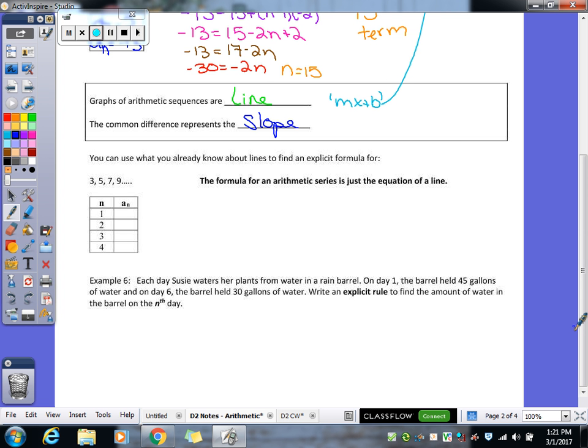So the formula for an arithmetic series is just this equation of a line. There's a couple ways we can do this here. We can do it using our formula on the front: a sub n equals a sub 1 plus n minus 1 times d. Or you can think of it as your mx plus b, but instead of y and x, we're using a sub n and n. So we'll go through both ways, see what you guys think.